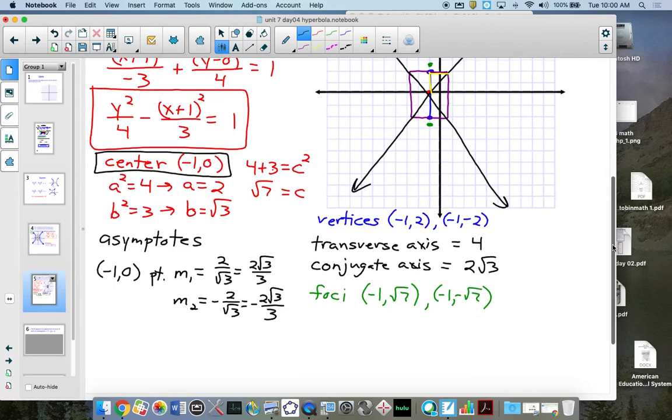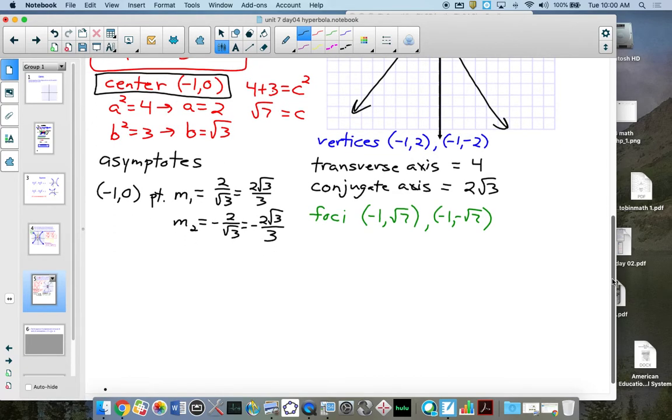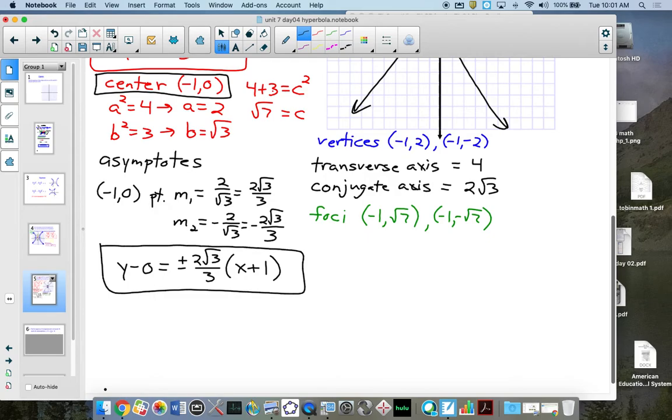So now we can write the equations of the asymptotes using the point slope form. So y minus 0 equals plus or minus 2 root 3 over 3 times x minus negative 1, so x plus 1. If you don't write y minus 0, that's fine.